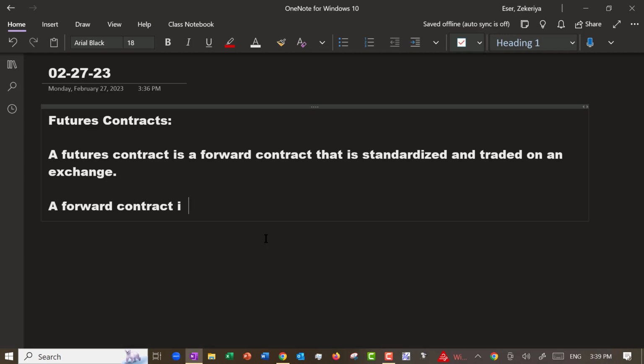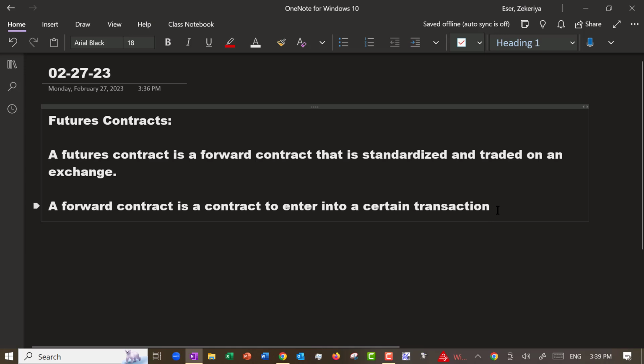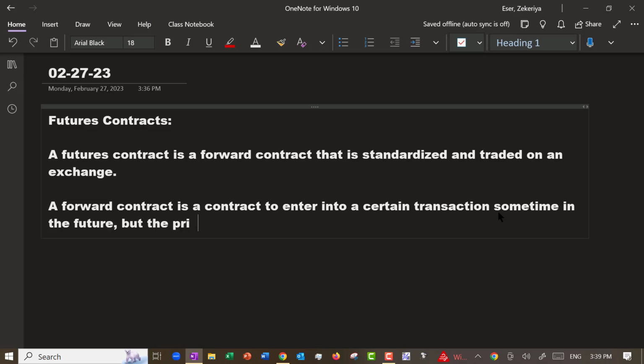A forward contract is a contract to enter into a certain transaction sometime in the future, but the price of the transaction is determined at the time the contract is created.